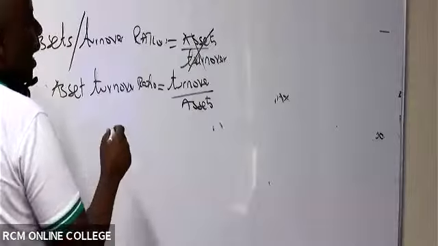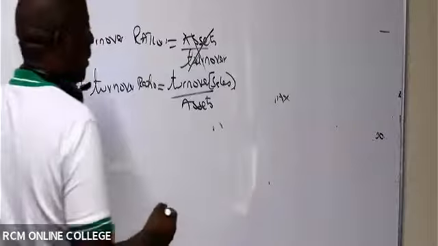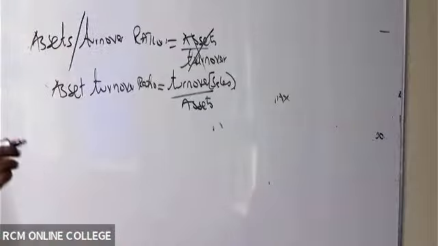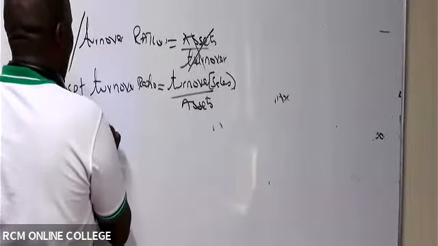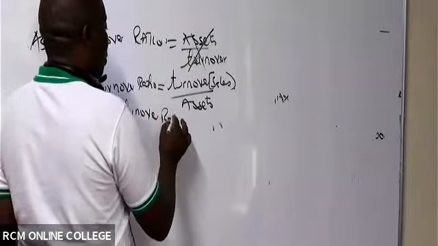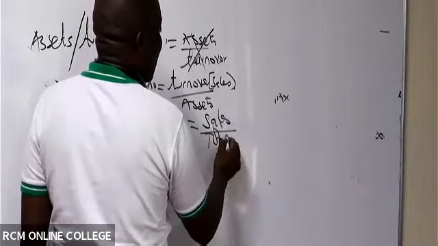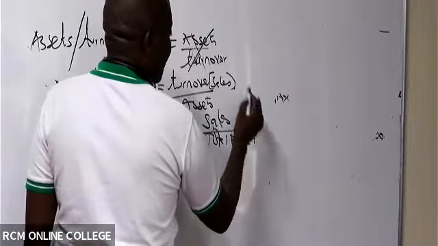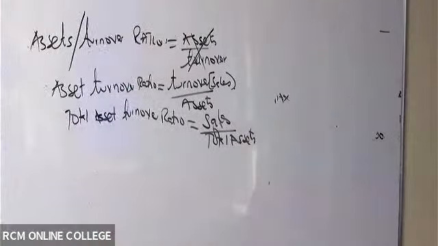And remember that turnover is the same as what here? Sales. Turnover is the same as sales. So in most cases, the examiner will tell you which asset turnover ratio they want you to compute. If they tell me that they want me to give them total assets turnover ratio, then I will take sales over total assets, if it is total asset turnover ratio.